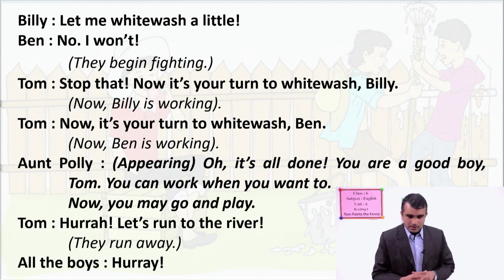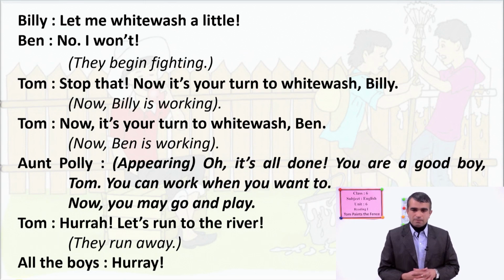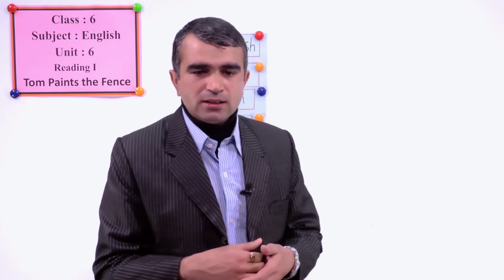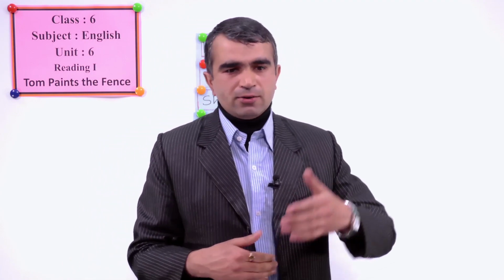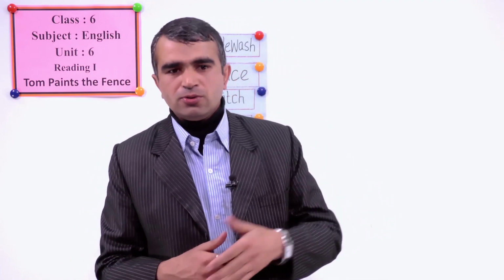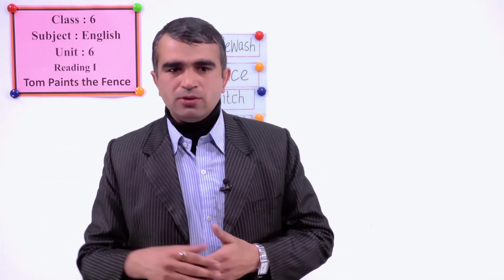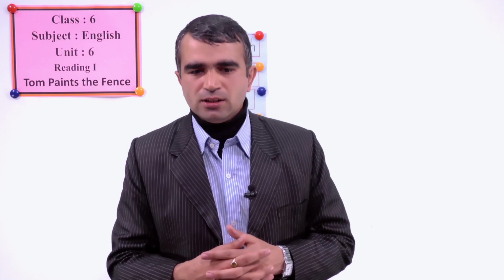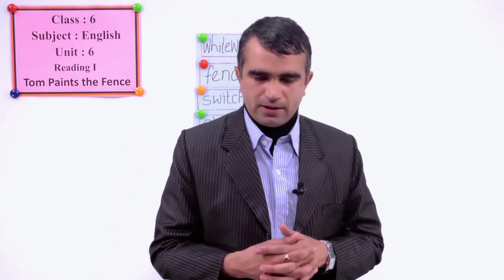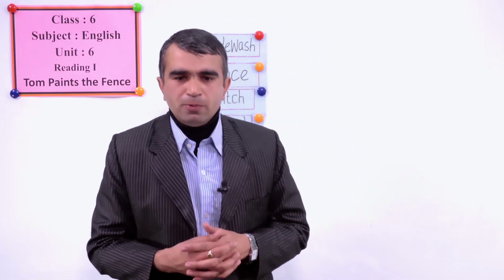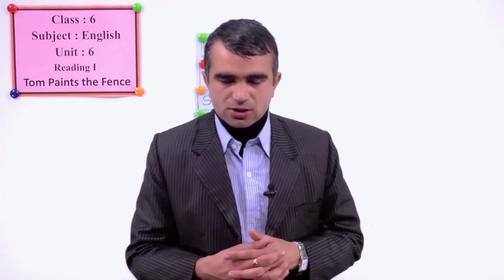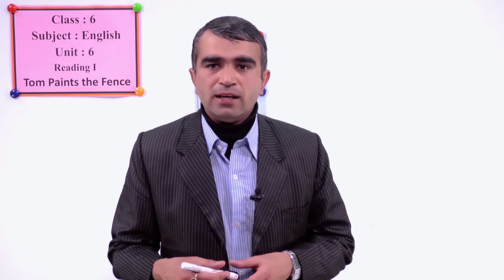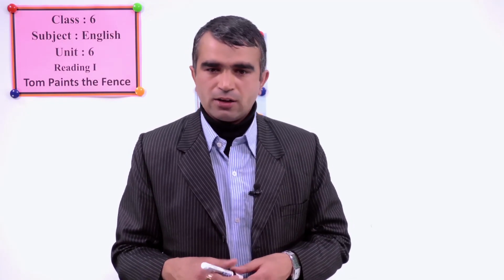Now, I read it once. Okay? Well, now before I let you read, after this you will read. Now you can take Aunt Polly's role, Tom's role, Ben's role and Billy's role, okay? And then act out this dialogue or drama or play. Well, but before you do it, I will assign some questions here, and then when you read it, find out the answer to this question. All right?